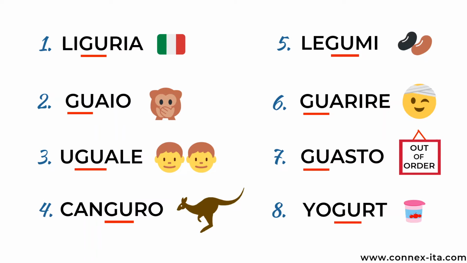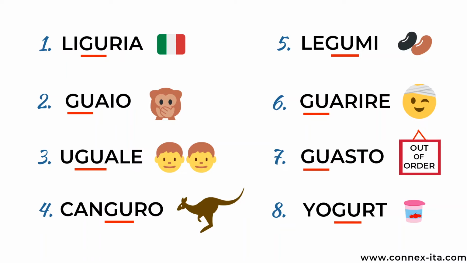Liguria, Liguria is a region in the north of Italy. Guaio, guaio means mess, trouble. If you don't know, che guaio is a very popular expression to say what a mess. Then we have uguale, uguale, that means identical. You can use it to refer to things that are the same or very alike.